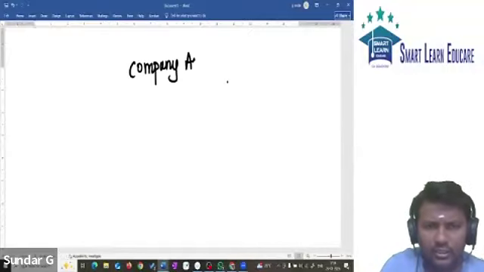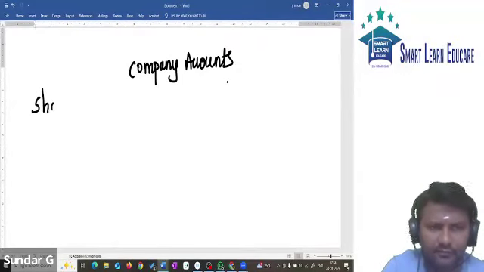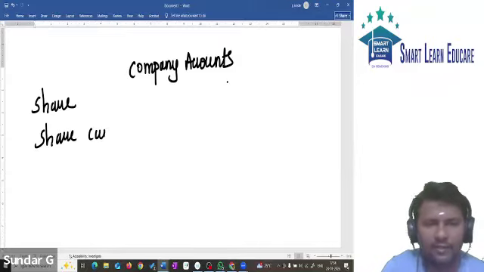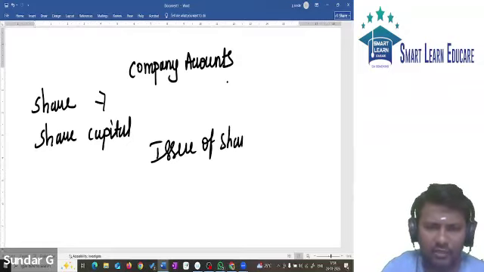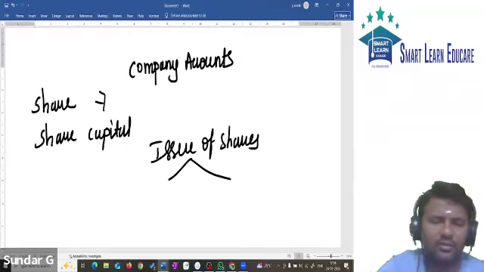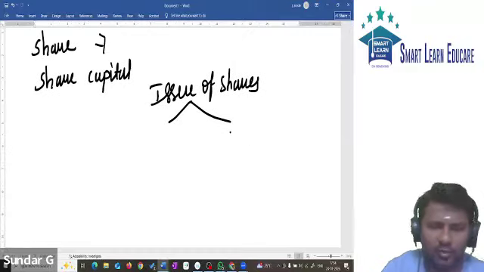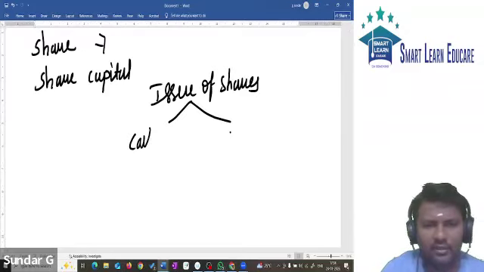In company accounts, what are the things we learned so far? First one, meaning of share capital. The total capital of the company we call share capital. That is divided into equal parts, and each part is called a share. In this topic, we are discussing the issue of shares. In issue of shares, we have two classifications: shares issued for cash, and issue of shares for consideration other than cash.